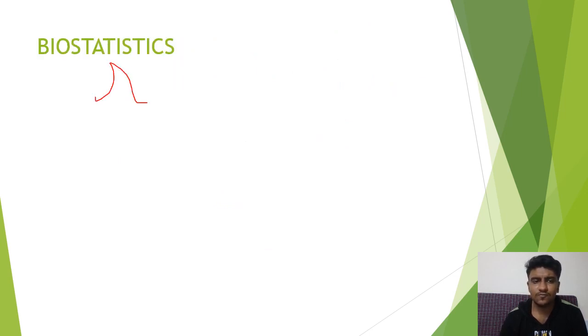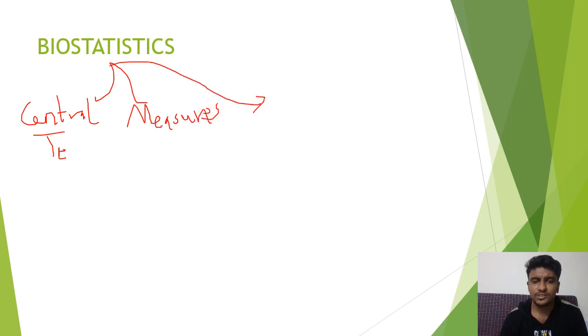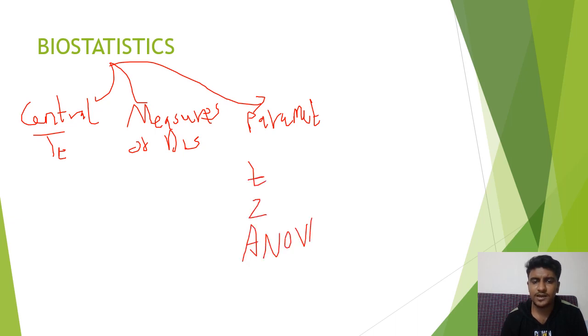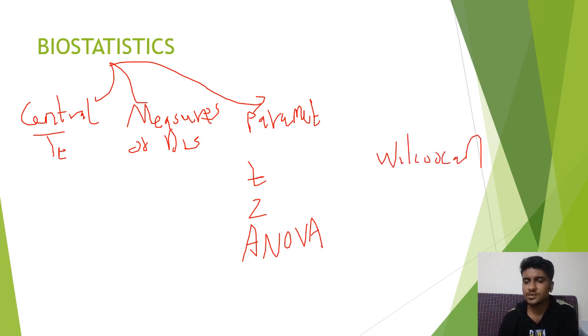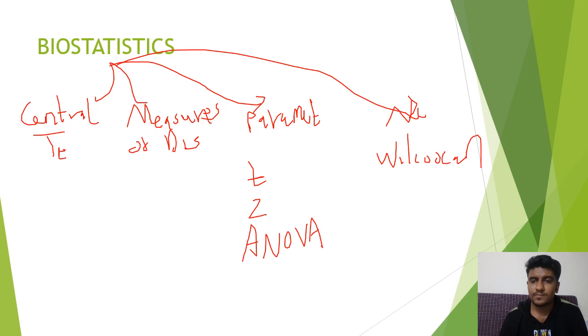Biostatistics was based, of course, on central tendency: mean, median, mode; and dispersion measures like standard deviation, range, variance, coefficient of variance and all. So measures of dispersion. Then parametric and non-parametric tests. In parametric tests, we had t-test, ANOVA test, z-test. And in non-parametric tests, we had Wilcoxon, Mann-Whitney, Friedman, Kruskal-Wallis, and other tests in non-parametric fields, right?